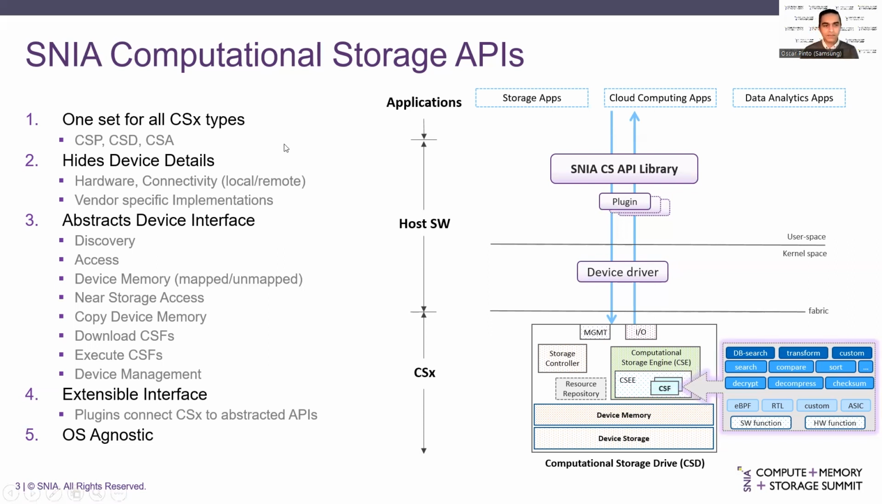So at a high level, the APIs are kind of abstracted. They can work across devices. And because they're abstracted, they can hide your device-specific details on your hardware, your connectivity, and how the device may have been implemented. So the vendor-specific implementations are totally hidden because of the abstraction. The abstraction also hides through the interface how the device may be discovered.